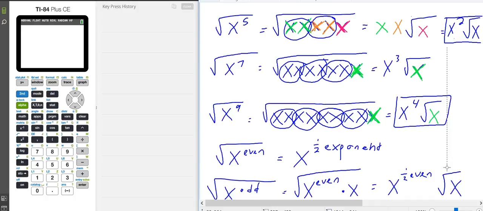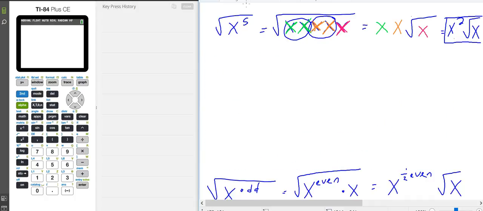So let's see how to actually do that. We'll keep the x to the fifth on the screen because we'll try it on that one. So the square root of x to the fifth, we already solved, is equal to x squared square root of x. How do we solve it using this rule? The square root of x to the fifth is equal to, we want to find the even exponent right under x to the fifth, which is x to the fourth, and then we have to multiply by x. And x to the fourth times x is the same thing as x to the fifth, so we just rewrote it in a different way.